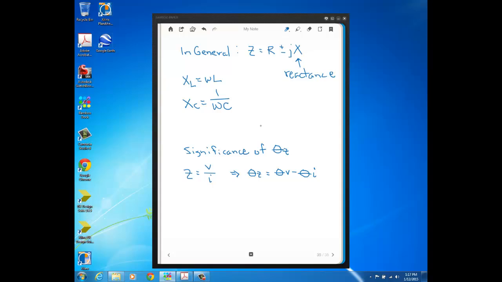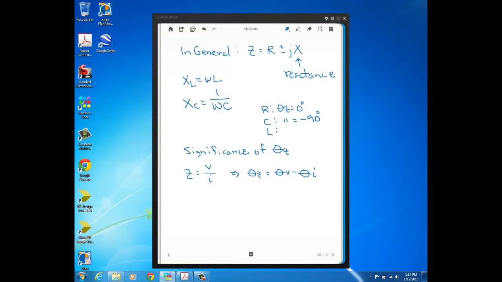The last thing here, before we move on to some AC circuit problems, is I just want to talk about what the significance of theta Z is. So theta Z for a resistor, just to remind you, was 0 degrees. For a capacitor, theta Z was minus 90 degrees.